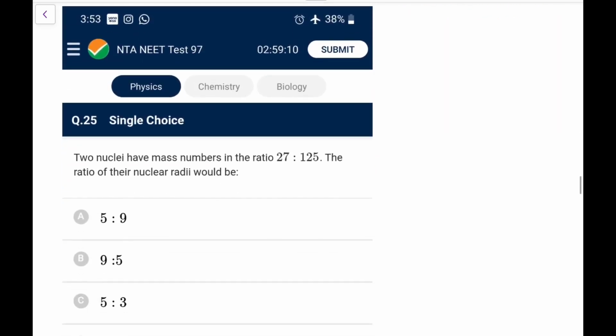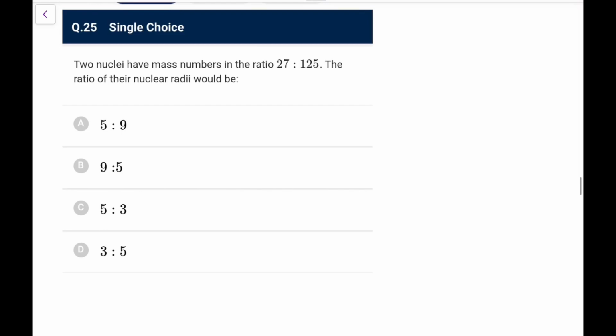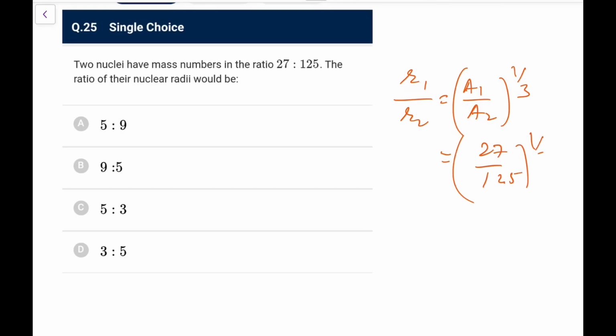Next, two nuclei have the mass number in the ratio of the nuclear radii. We can say R1 by R2. You know this famous relation, A1 by A2 to the power 1 by 3, 27 upon 125 to the power 1 by 3. All are perfect cubes, that would be 3 by 5. Directly you can go for. So go for option A in this case.